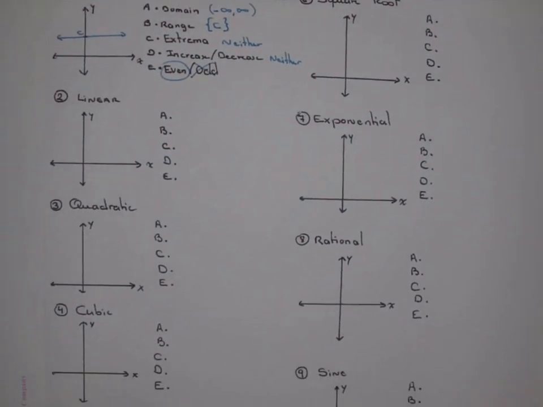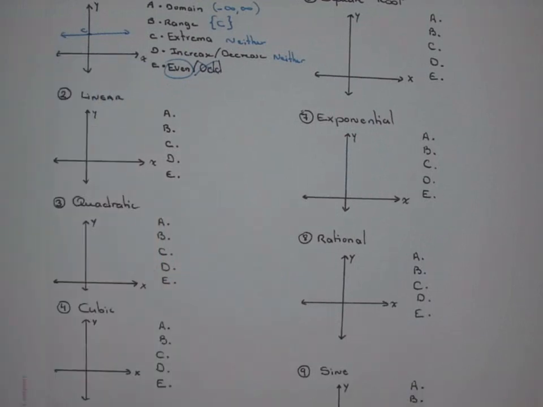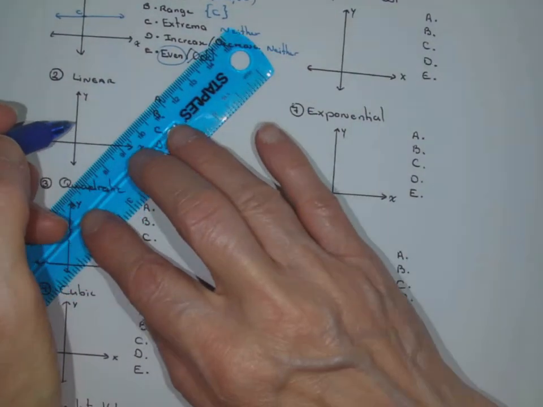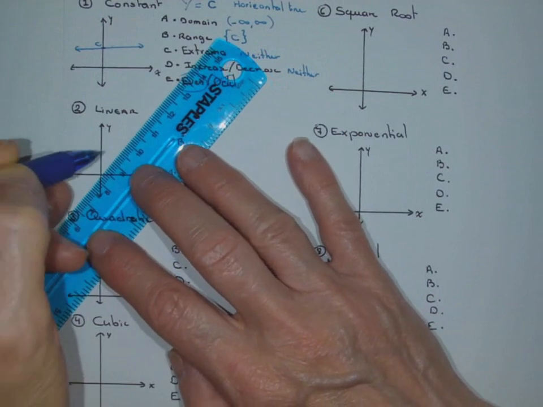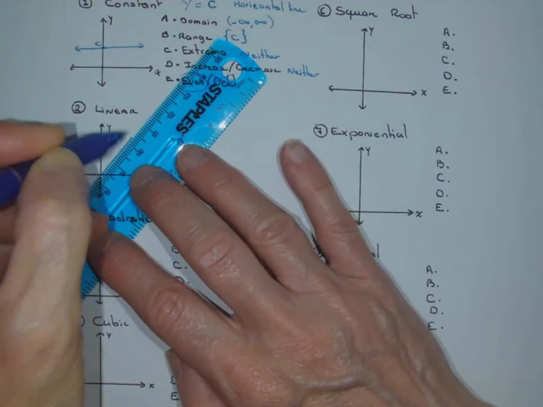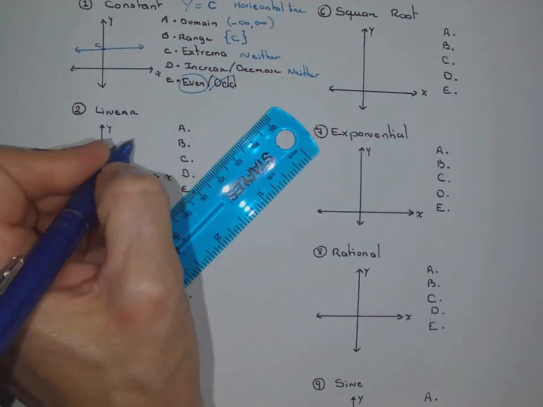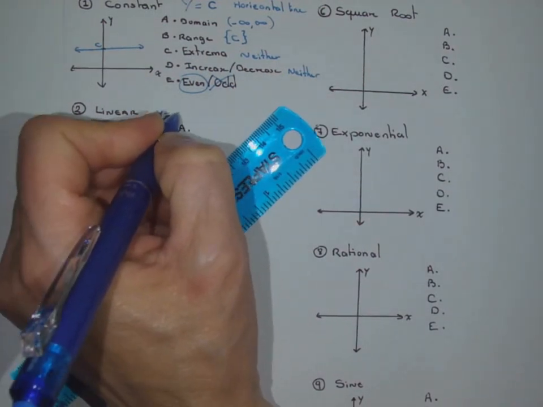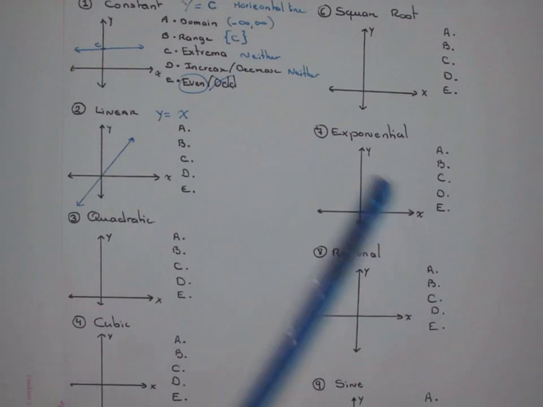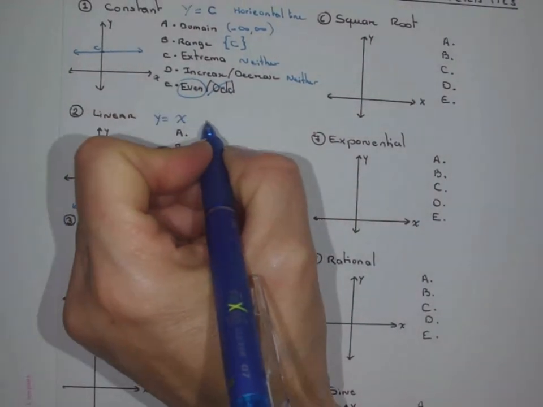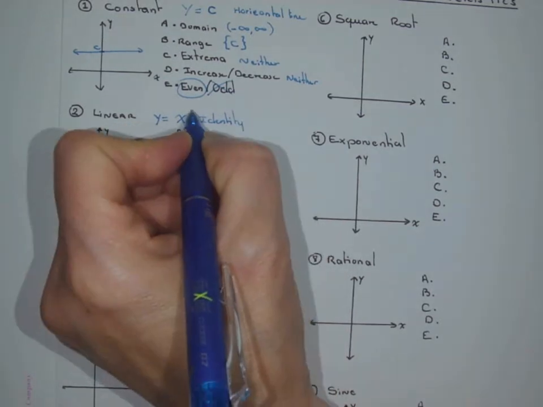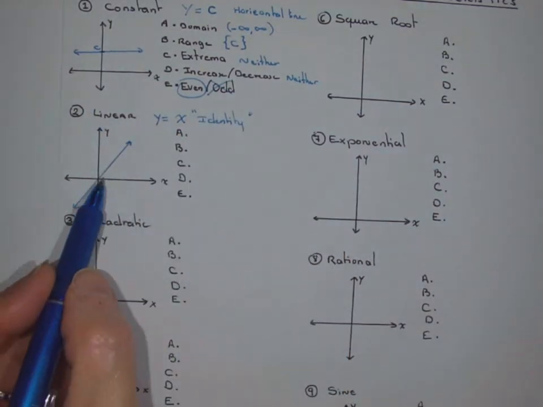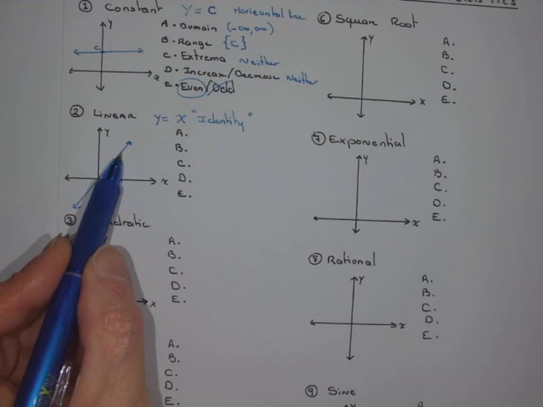All right, a linear function. So what's a linear function? Well, this is linear too, but it's a constant. So a linear function, the parent function of a linear, will go through the origin, have a slope of 1, and it will be y is equal to x, right? It's called the identity function, because for any x you pick, the y will be the same, right?